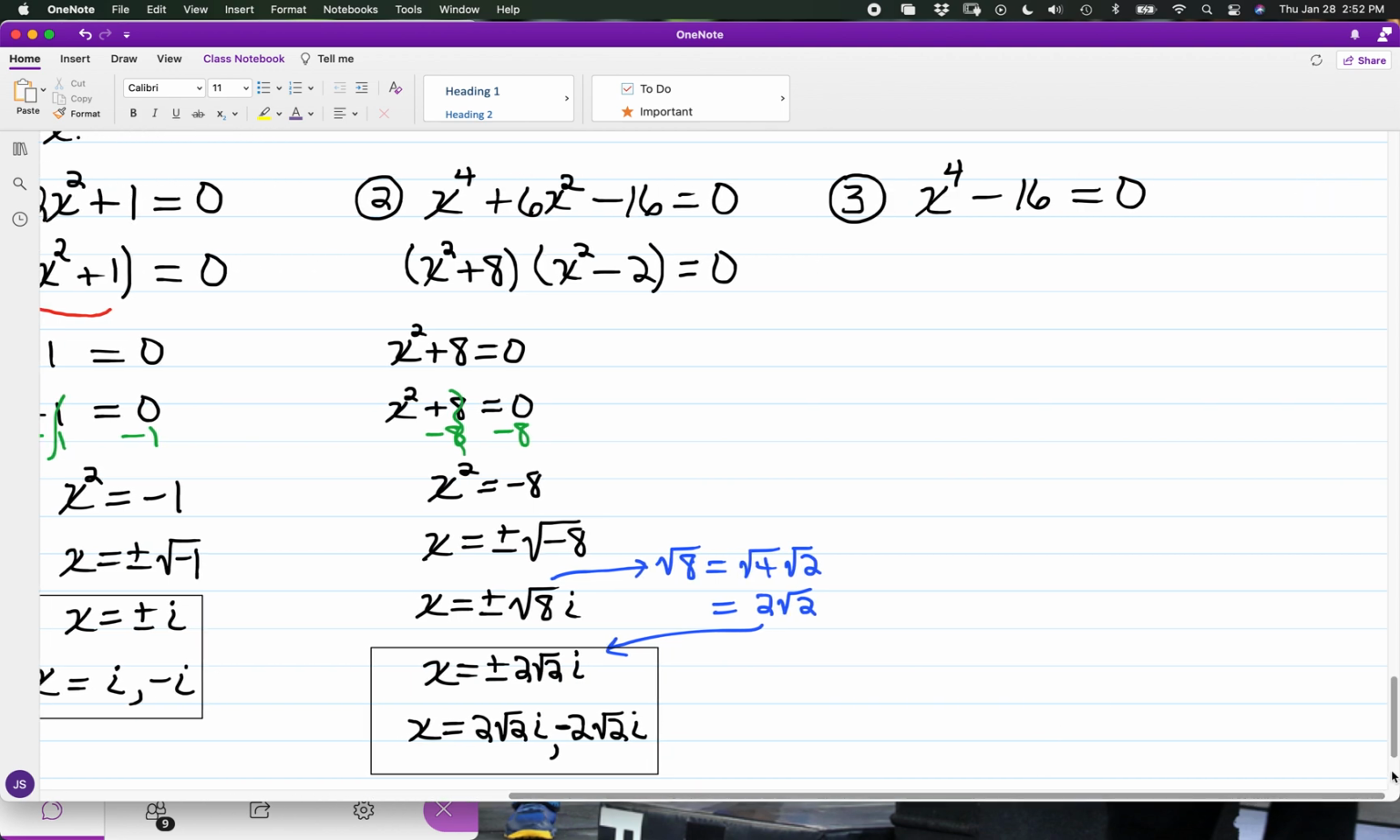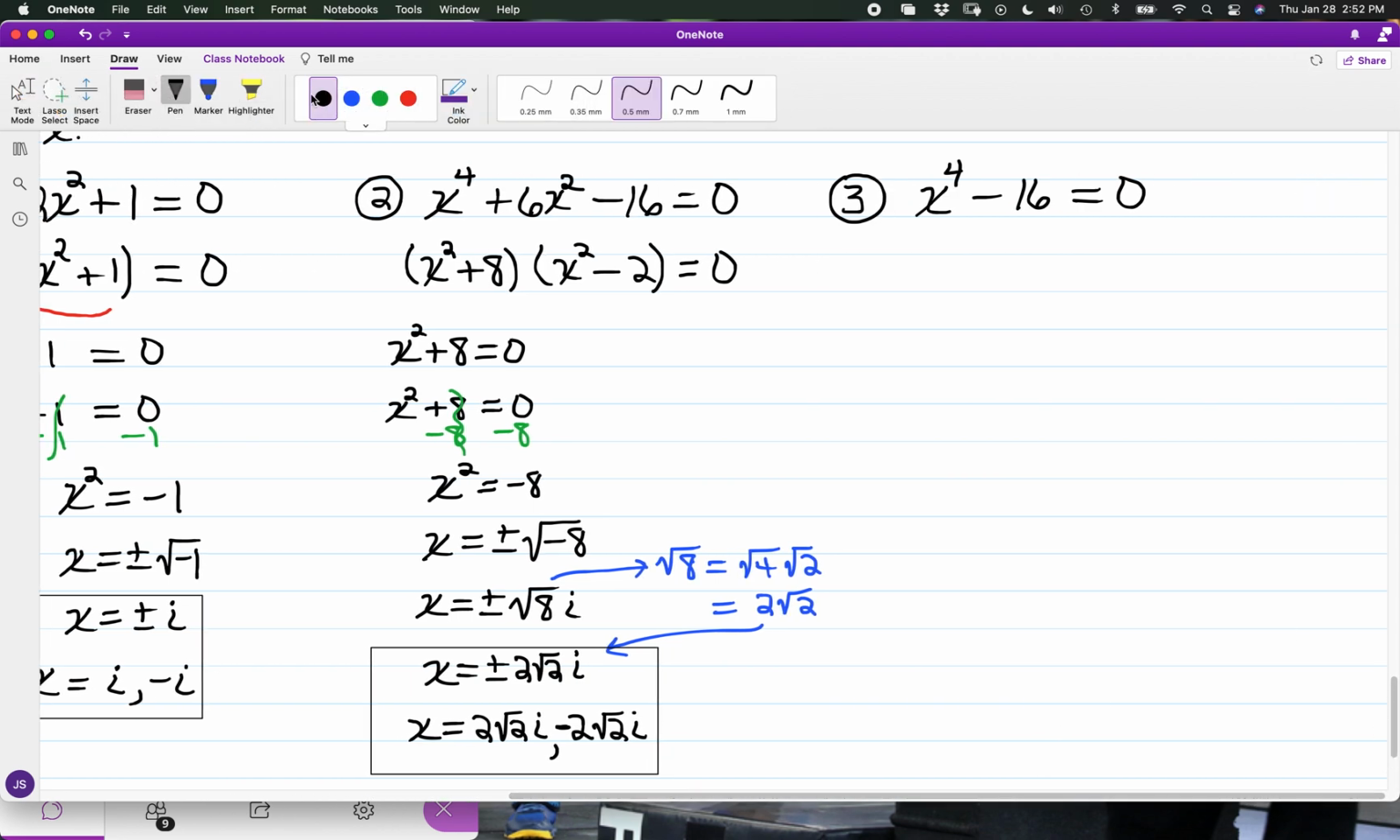Okay. All right. Now, in the case of the third item, we're back to a difference of squares. But we have a raised order in x. Once again, we have x to the fourth. Now, for x to the fourth minus 16, factoring, we'll have x squared plus 4 and x squared minus 4. Again, I have that is equal to 0.